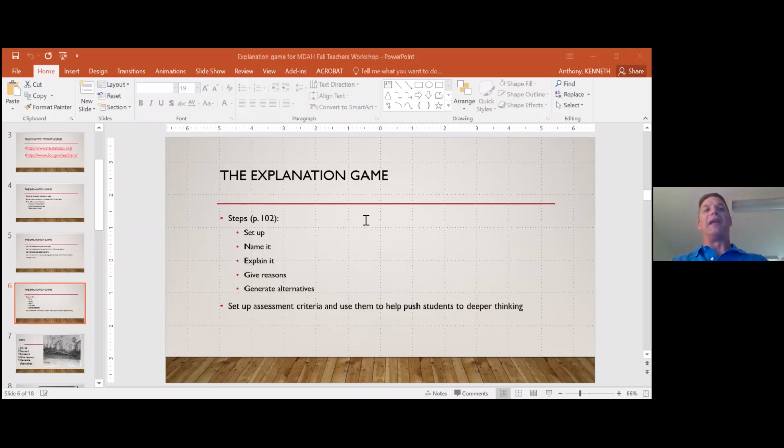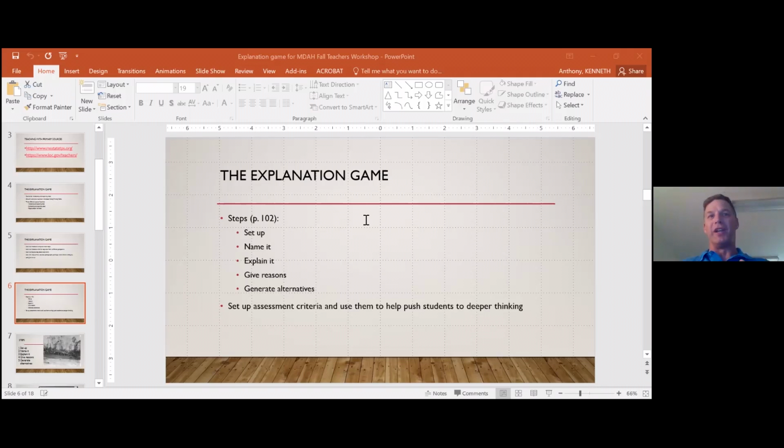So you do the setup, and I've already done the setup. The second step is name it. That is where the students, who you guys will be playing today, will just name things that they see in the image. I've done this where I've named for 15 minutes in some images. And then once you name it, you get into explain it. Explain it is where you are trying to explain what is going on in the image.